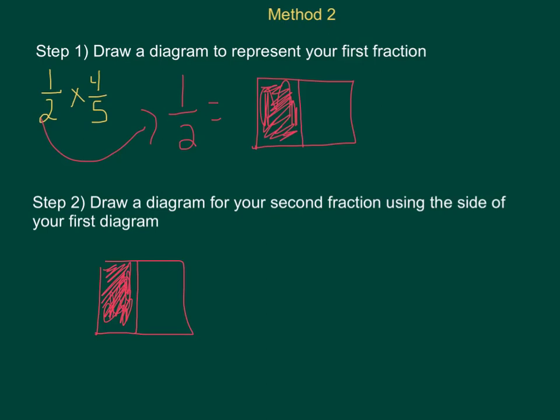Now it says, draw a diagram for your second fraction to the side of your first diagram. So if we look at the side here, we're going to make this 4 out of 5. So if I draw 1, 2, 3, 4 lines, now when you look at it, I've got 1, 2, 3, 4, 5 openings, and I'm going to shade those in. So I've got 1, 2, 3, 4. So now it's got 4 out of a possible 5 shaded in. I know again it looks confusing, but just follow along with me.